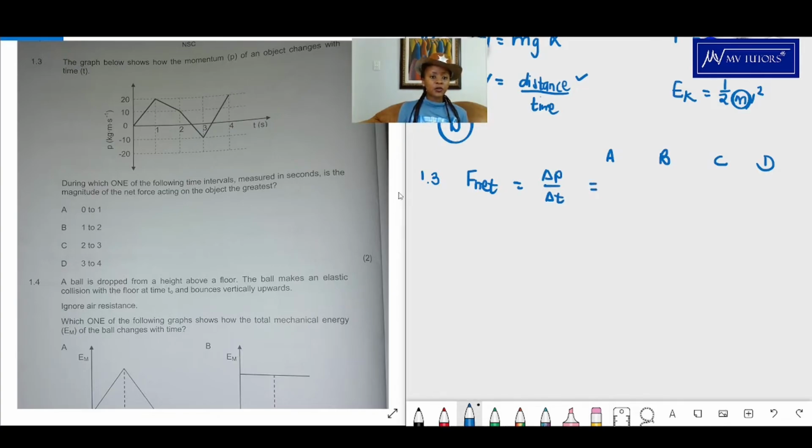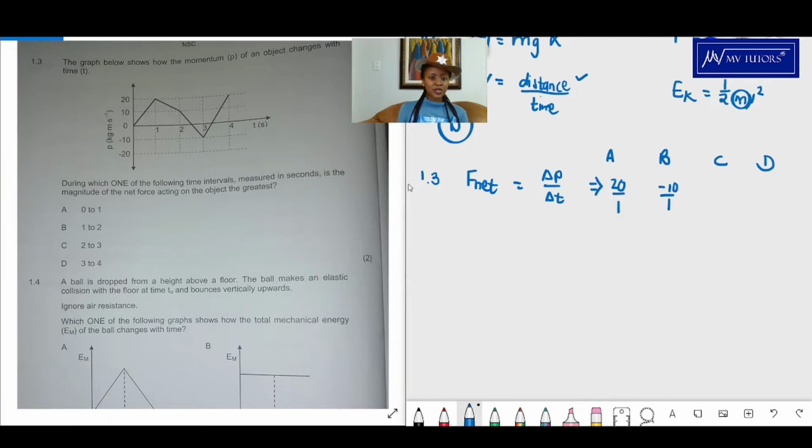So A, you go from 0 to 1, ne? So your change in time, that's just 1 second. And then your change in momentum, which is impulse. So you go from 20 to 0, okay? So basically you have 20 there over 1, okay? Now we have a look at B, which is from 1 to 2 seconds. So again, you still have 1 second, the change in time, and then the change in momentum, it goes from 20 to 10. So that's basically minus 10, because you take your final minus initial, okay.